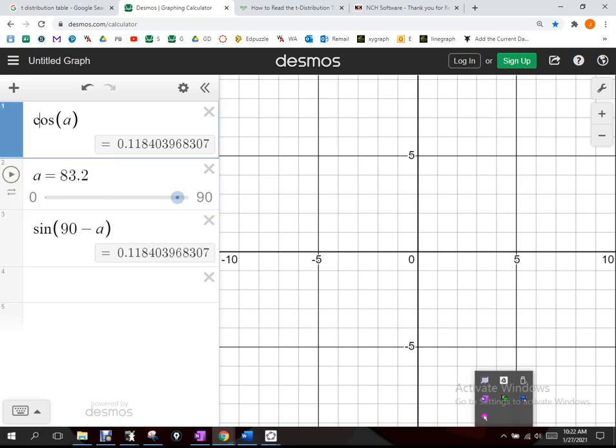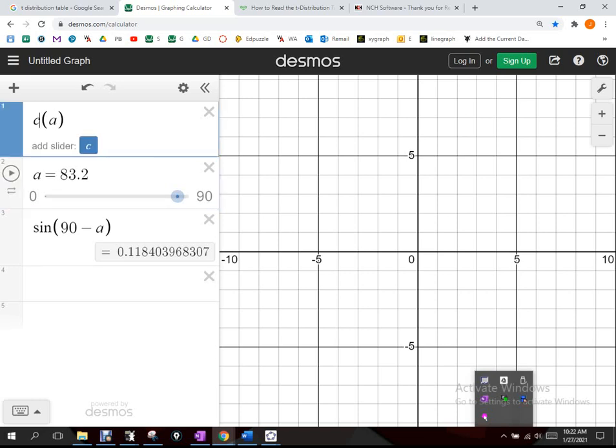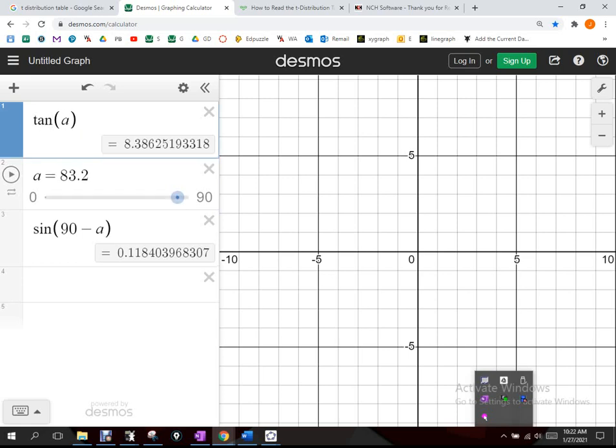Think about tangent. If I say tangent of A, okay, how can I get that 8.38 by using 90 minus A? What would be the complement of tangent?